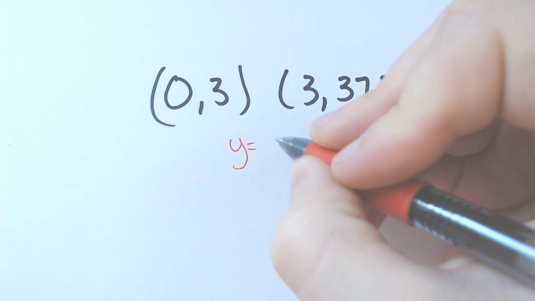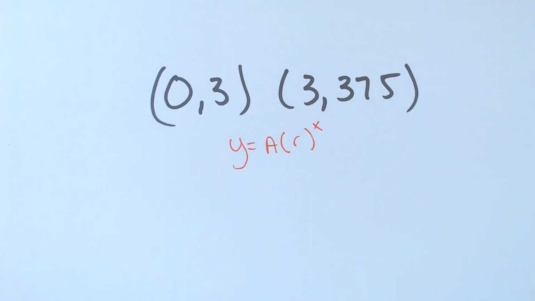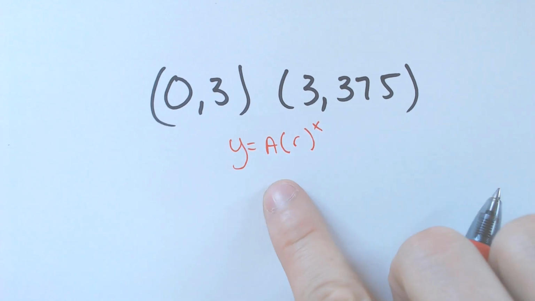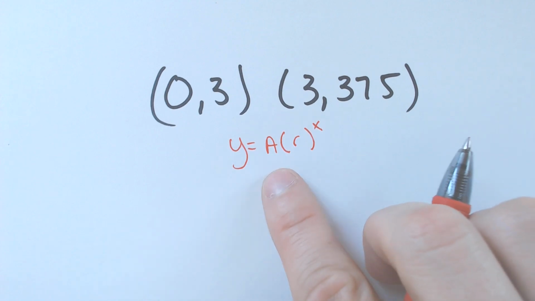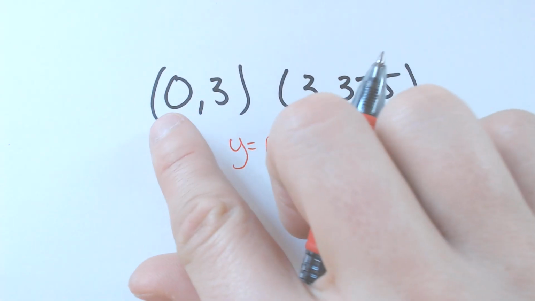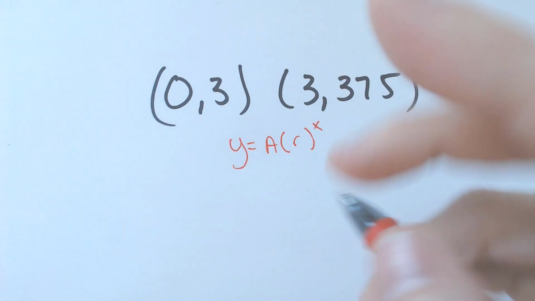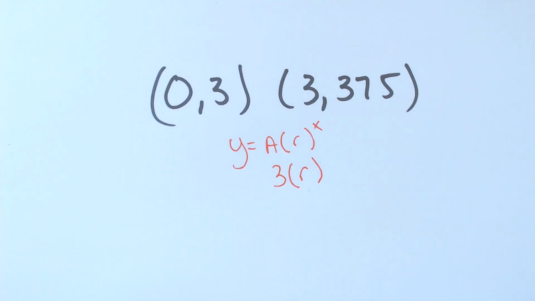You're going to be using this formula, y equals a r to the x. The a does not have to be capitalized, and it can be changed, like these letters are changeable. The a is the y-intercept, so hopefully you'll be provided a y-intercept. In this case, 0, 3 is the y-intercept because the y-intercept occurs when x is equal to 0.